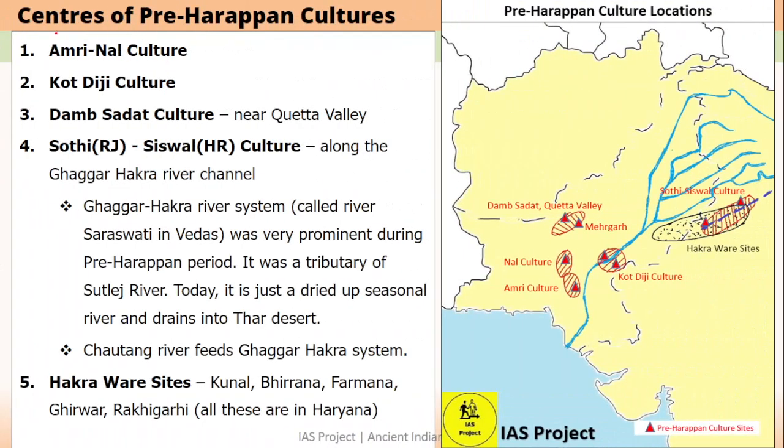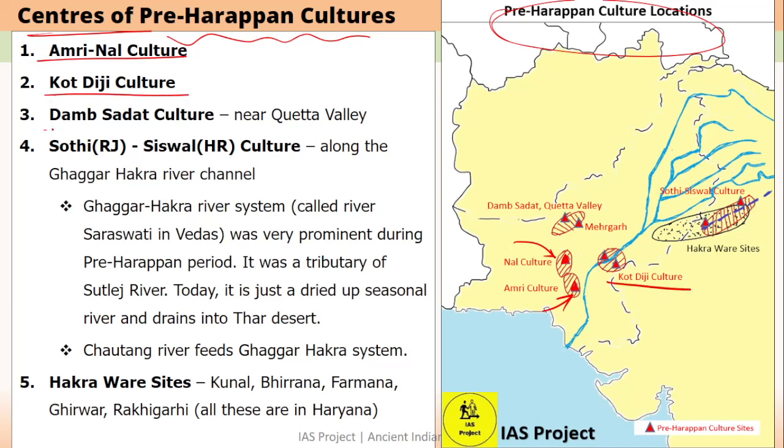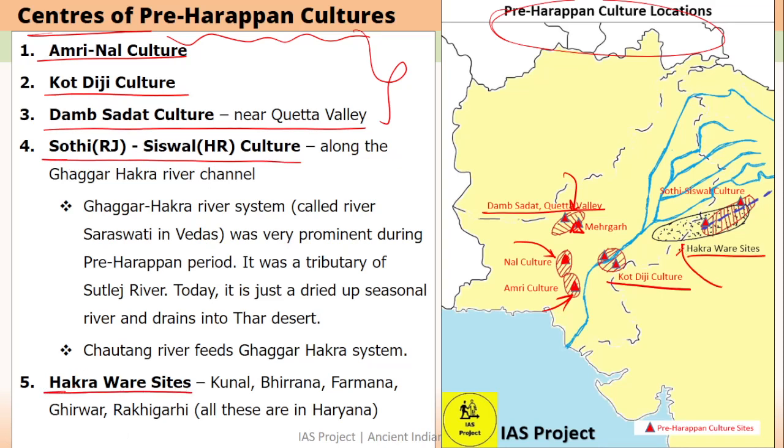So let's look at some of the centers of pre-Harappan cultures. You can see the locations of some pre-Harappan cultures here. The first one is the Amri Nal culture. This area is basically the Amri culture and this area is the Nal culture. Then we have the Kot Diji culture, which is located over here. Dam Sadat culture is located near Quetta Valley over here. Mehergarh is actually very close to Dam Sadat. So these three are basically located in Pakistan. If we talk about India, then we have the Soti Siswal culture and we also have Hakra ware sites. This is the location of the Hakra ware culture.